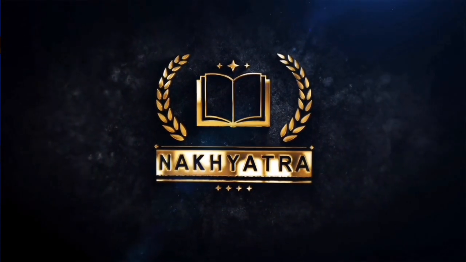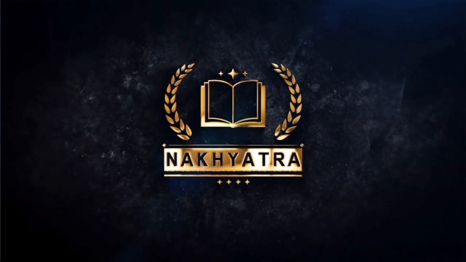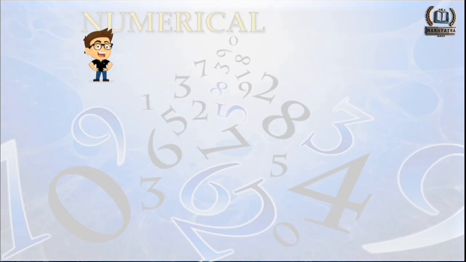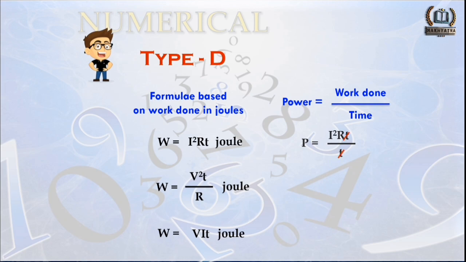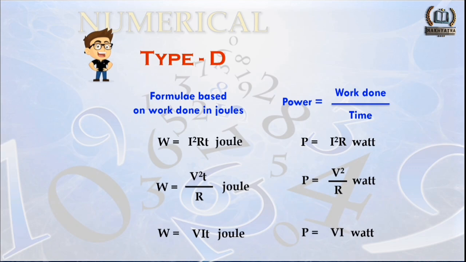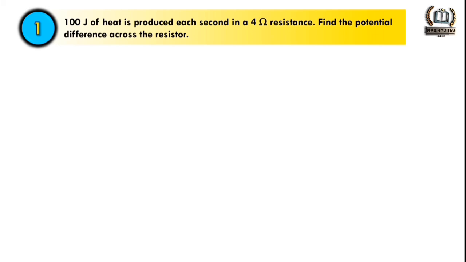In this lecture, mostly we will practice some numericals and there is one small topic to discuss, that is power. Now see here, in this numerical of type D, we will be using the formulae based on work done in joules and power. These are the three formulae for work done. And we know that power equals work done upon time. So these are the three formulae for power. So guys, you need to know all these 6 formulae. Clear everyone?